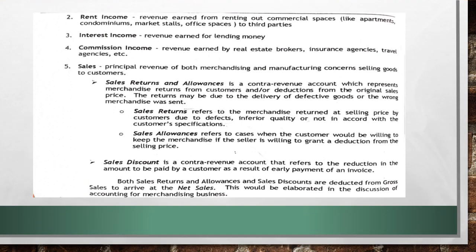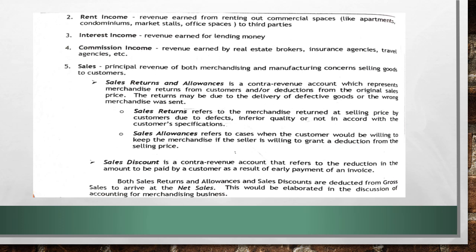Other examples of income or revenue, please check first the line of business, because that is where you base the name of the income. Say for example, rent income, these are revenue earned from renting out commercial spaces. For lending money, we call that interest income. Earned by real estate brokers and insurance agencies, we call those commission income.